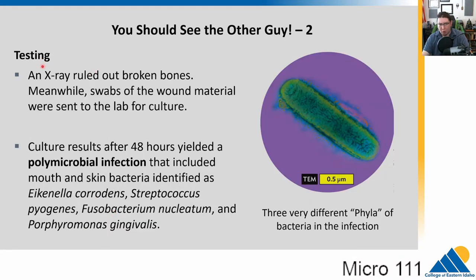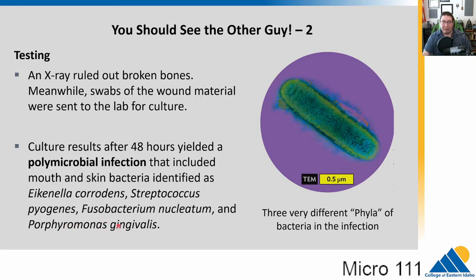X-ray shows that he doesn't have broken bones, but we need to take a swab of the wound and send it to the lab for culture. We need to know what types of bacteria are in there to prescribe the correct antibiotics. In this case, the culture comes back in 2 days, and we find that he has what's called a polymicrobial infection. So poly means many, so many microbes infecting him. He has several different species in there. Eikenella corrodens, Streptococcus pyogenes, Fusobacterium nucleatum, and Porphyromonas gingivalis, which we've actually seen before in the chapter when we talked about biofilms and plaque.